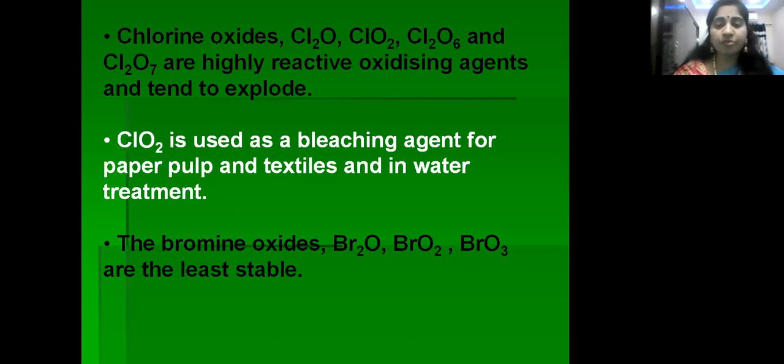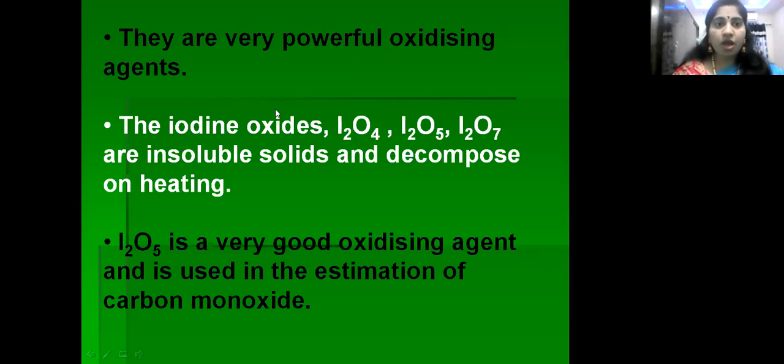Because of that bleaching purpose, this ClO2 is used in paper pulp industry and textile industry and in water treatment. So it means the purification of water also. As a bleaching agent, ClO2 is used. Okay, next the bromine oxides, Br2O, BrO2, BrO3. Okay, so these are least stable, so these are also oxidizing agents, powerful oxidizing agents.